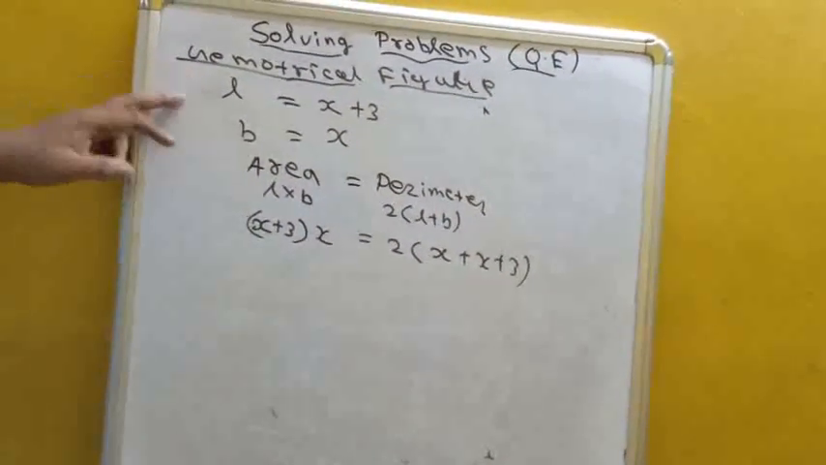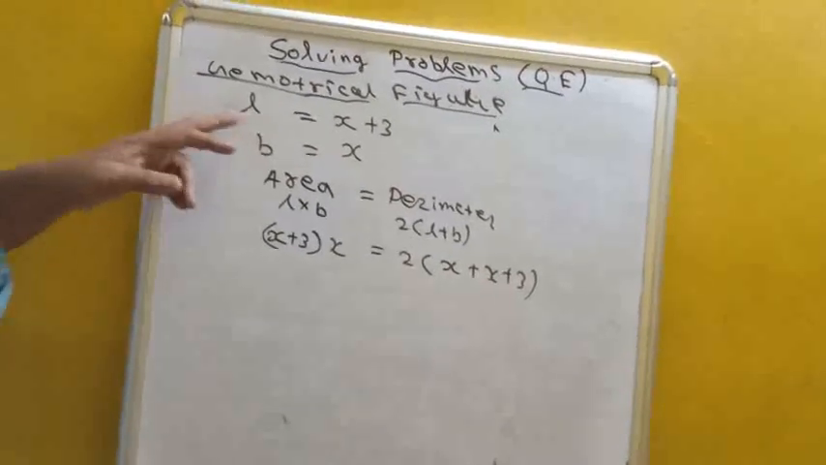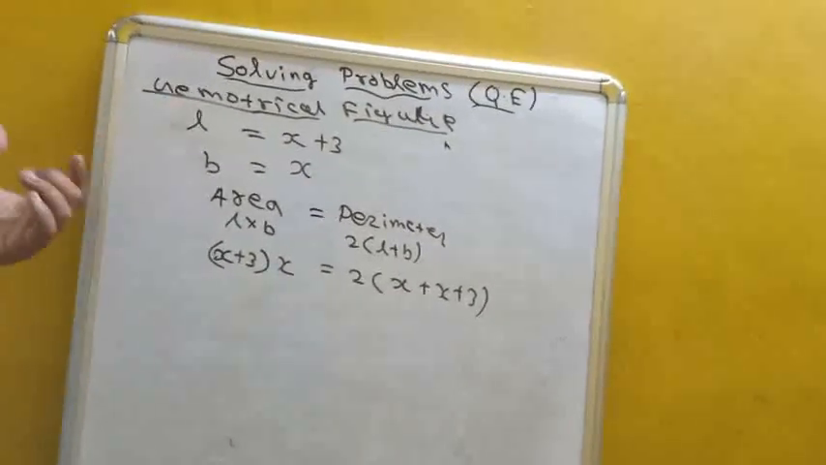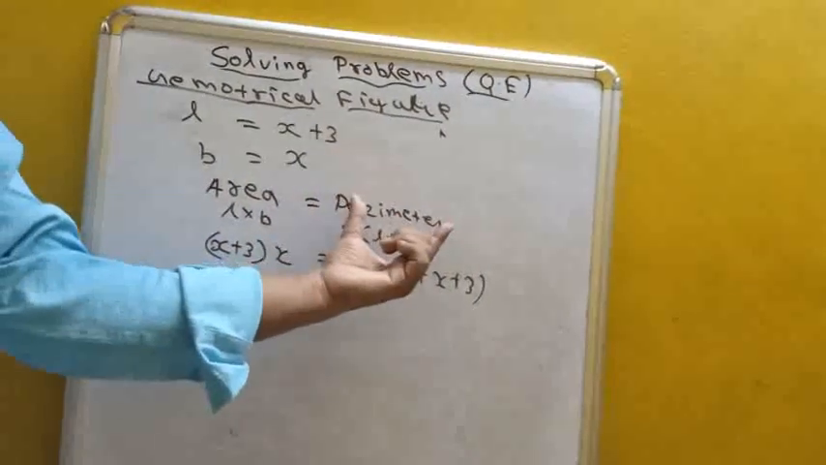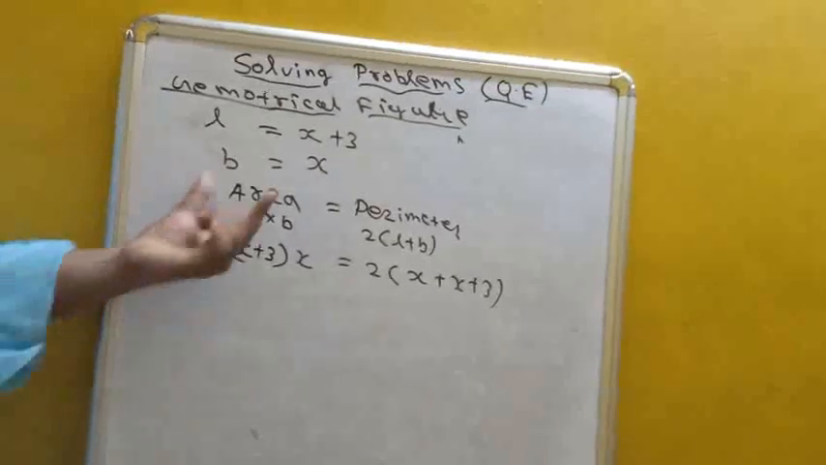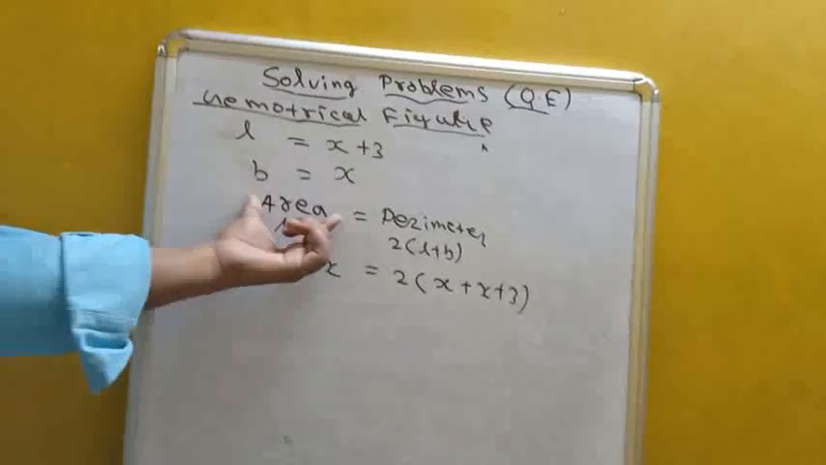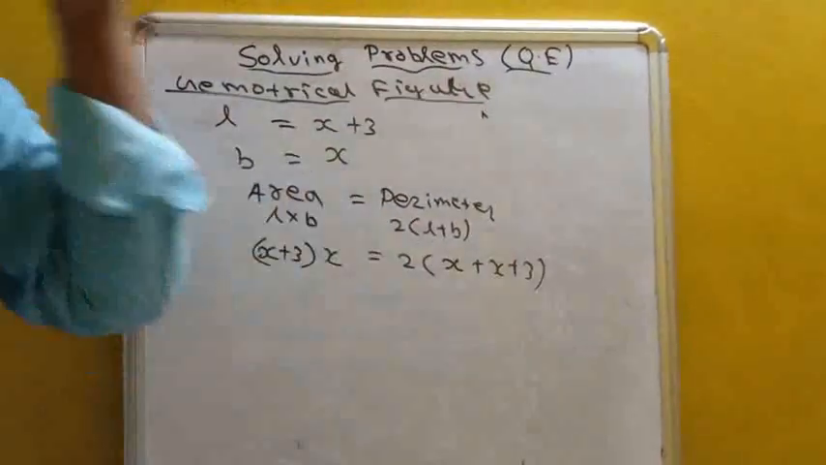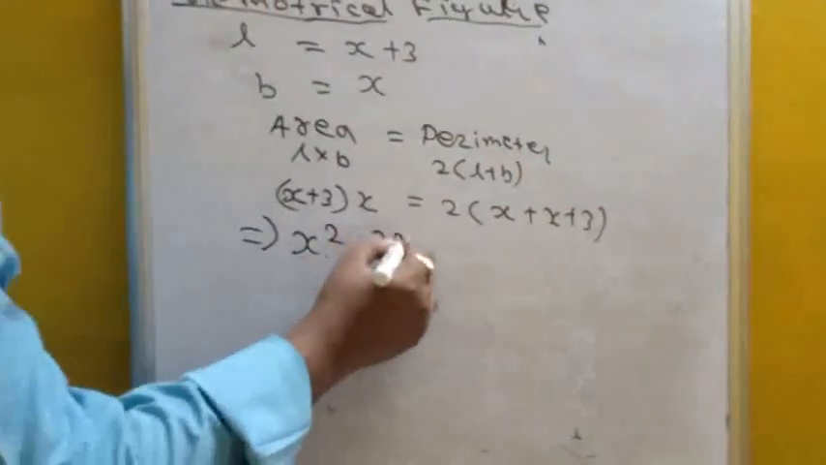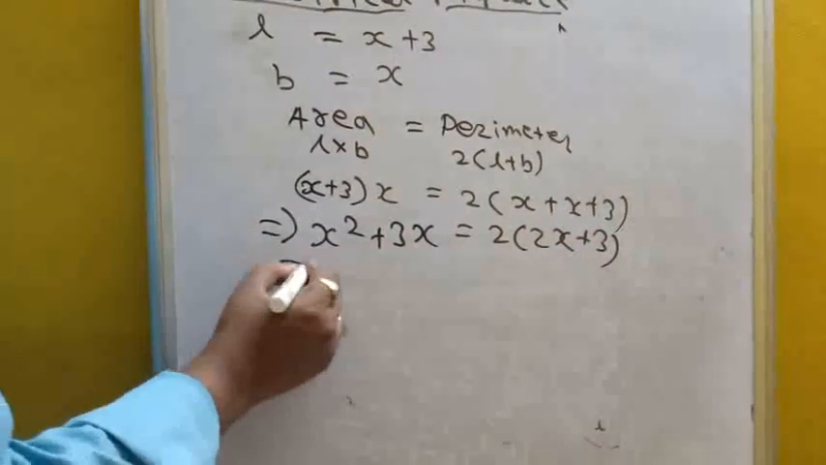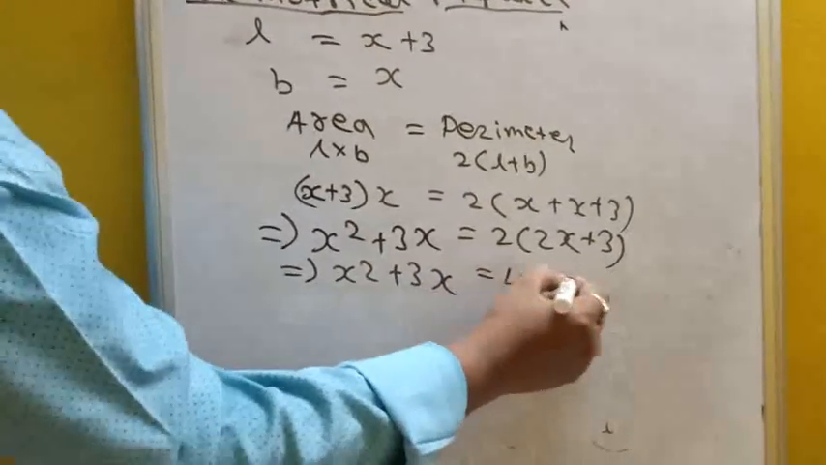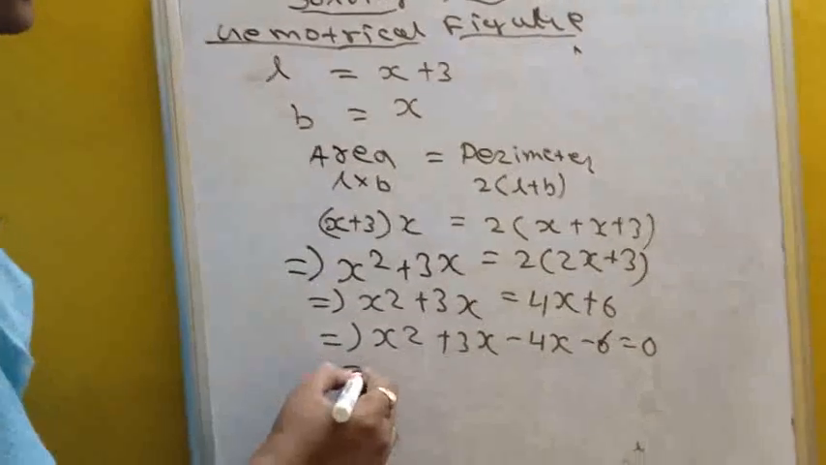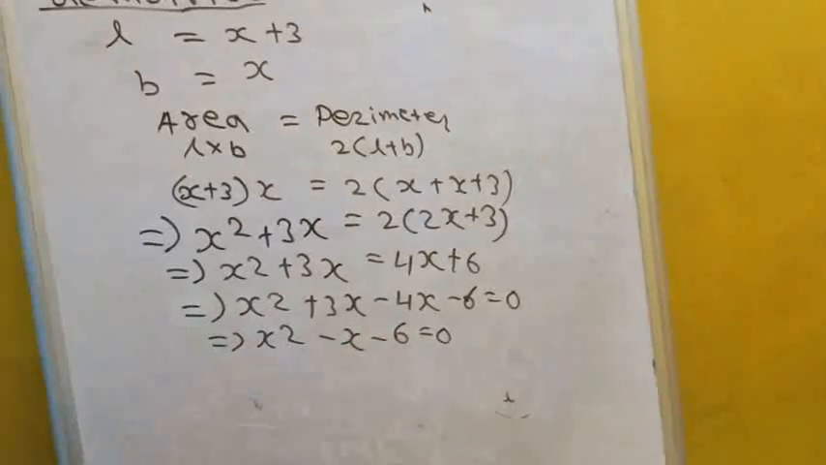The length of the veranda is 3 meters more than the breadth. I have taken breadth equal to x, length equal to x plus 3. Next, he told that numerically the area of the veranda is equal to the perimeter. Numerical means numerical value: if it is coming 52, then it is also coming 52. We know that area's formula is length into breadth, and perimeter equals 2 into L plus B. Therefore x plus 3 into x equals 2 bracket x plus 3. So x square plus 3x equals 2 bracket 2x plus 3, so x square plus 3x equals 4x plus 6. So x square plus 3x minus 4x minus 6 equals 0, so x square minus x minus 6 equals 0. You can split the middle term and find the value.